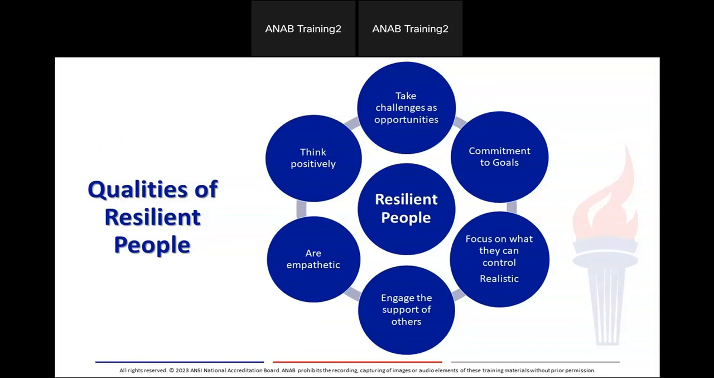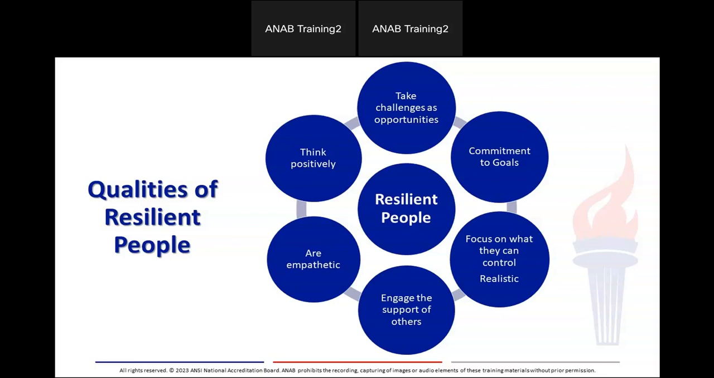Listed here are some qualities of resilient people. So individuals that have developed resilient skills and abilities express qualities of resilient people. Some of these qualities include viewing or seeing change or challenges as opportunities. They have a strong commitment to their goals and they put strategies in place to meet those goals. They're action oriented and they're good problem solvers, but also recognize their limits of control and are realistic about what they can control. They let things go. That is, they let go of those things that they cannot change.